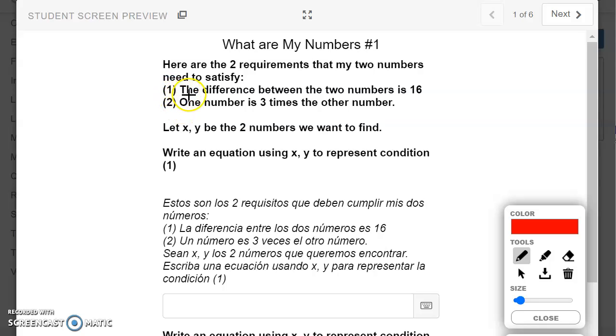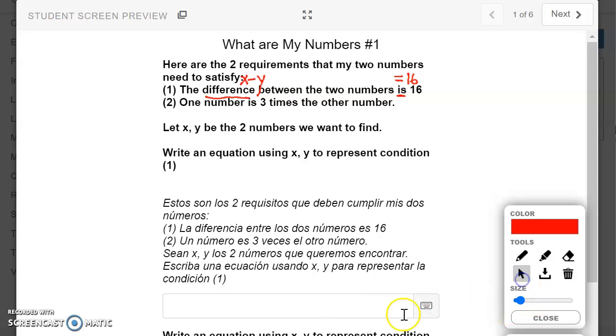Condition 1 says the difference between the two numbers is 16. So let's break that apart. When you see the word difference, what should you be thinking? What operation should you be thinking? It should be subtraction between the two numbers. The two numbers are my x and y, so we're really talking about x minus y. When you see the word is, we're talking about is equal to 16. So the first equation is x minus y is equal to 16.